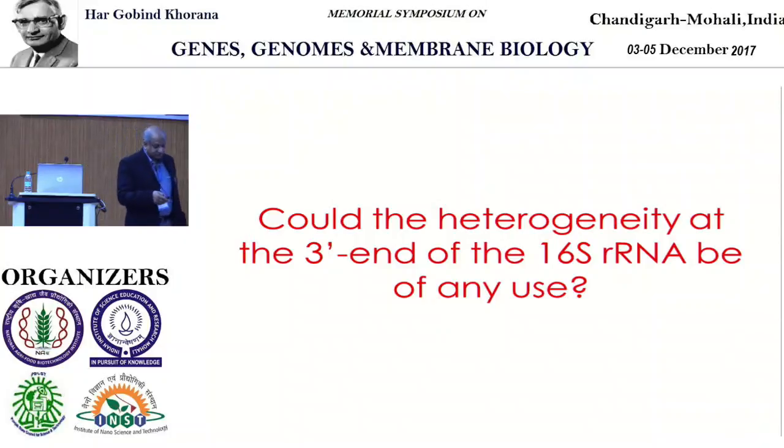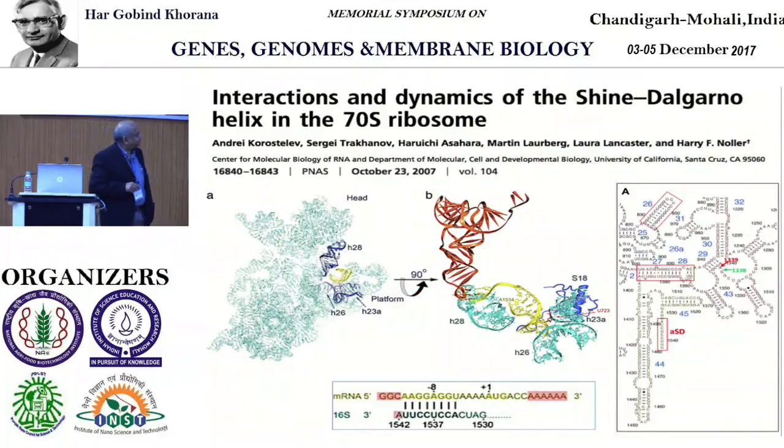If that is so, then could the heterogeneity at the 3' end of the 16S rRNA be of any use to the cell? That is the question that arises. Now, we started looking. There's a paper published by Harry Noller, and what he has shown was that in the 16S rRNA you have helix 28 and helix 23. The anti-Shine-Dalgarno sequence is somewhere right there. When you make a pairing with the messenger RNA, these two helices actually sort of go away. And depending on the extent of the base pairing and the placing of the base pairing, one would imagine that this displacement would be different.